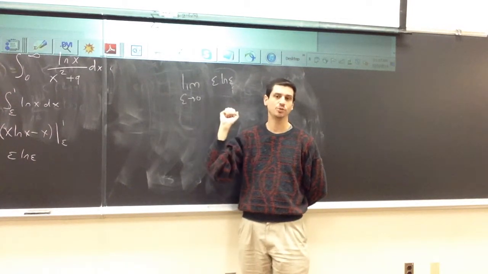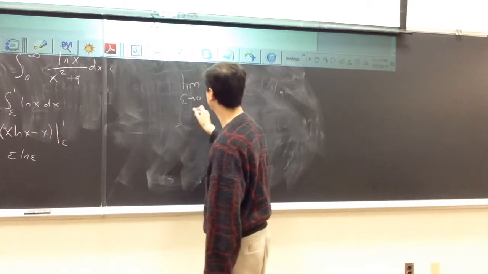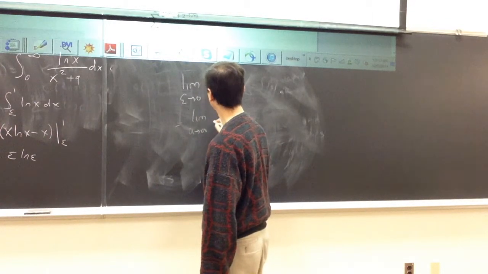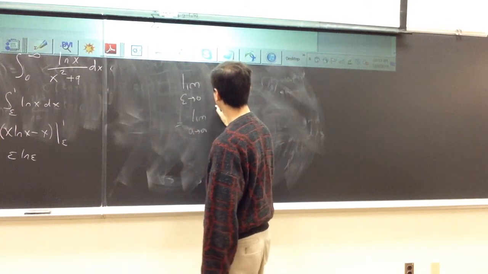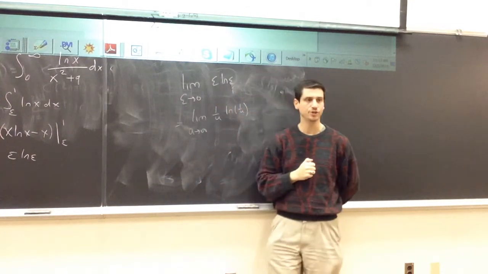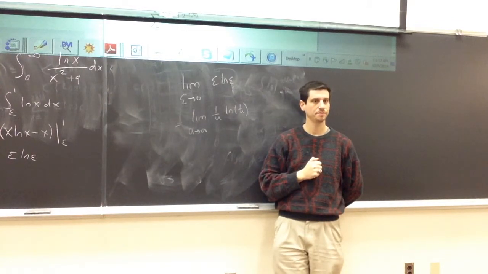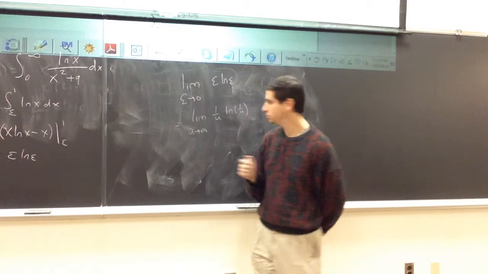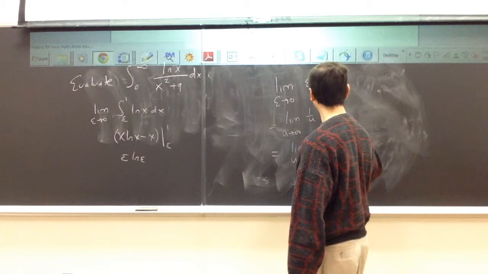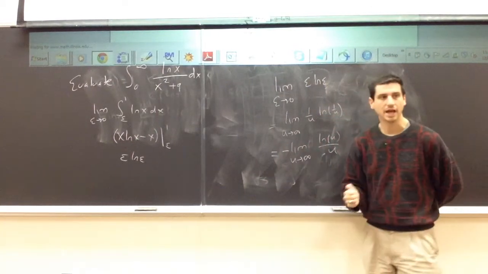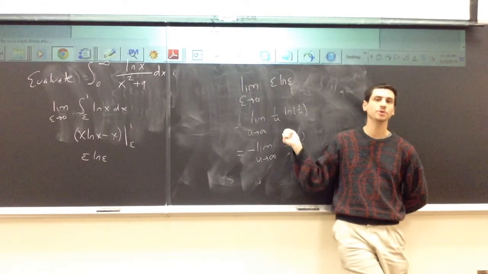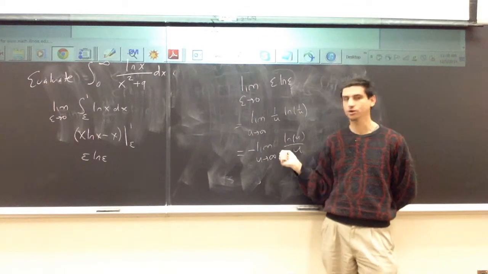I'd like to replace epsilon with something going to infinity and say that this is the same as the limit, say u goes to infinity, of epsilon is now 1 over u, and this is the log of 1 over u. What's the log of 1 over u? Minus log of u. So we get the limit as u goes to infinity of the natural log of u over u with a minus sign. And now this is something that I'm much more comfortable working with, because now I'm in the form of L'Hopital's rule. I have a ratio of two things going to infinity.